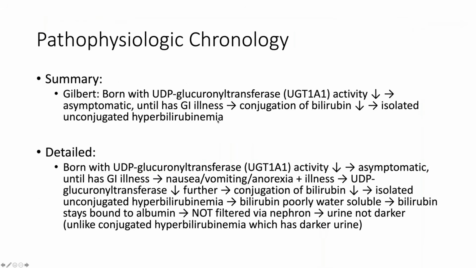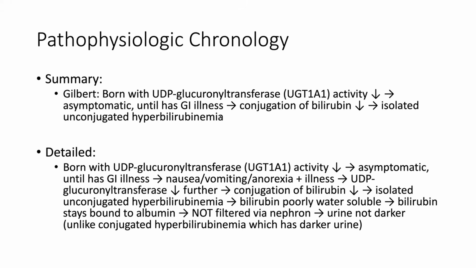Physiologic chronology. So this is Gilbert. So in other words, if you said he was born healthy, that's not technically true. He was born with the UDP glucuronidase activity down for whatever reason. And so he was asymptomatic until he had a GI illness. When that happened, he had a decrease in the conjugation of his bilirubin, which led to an isolated increase in his unconjugated bilirubin. So that was why his total bilirubin was high, but his direct, in other words, his conjugated, was low.